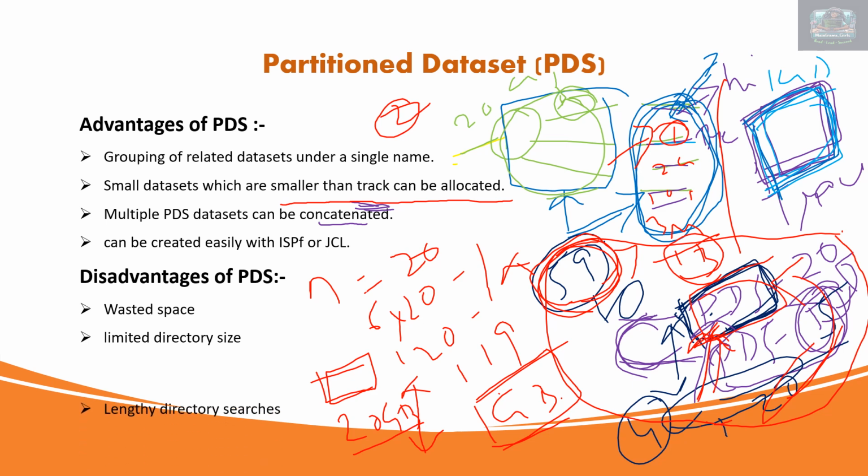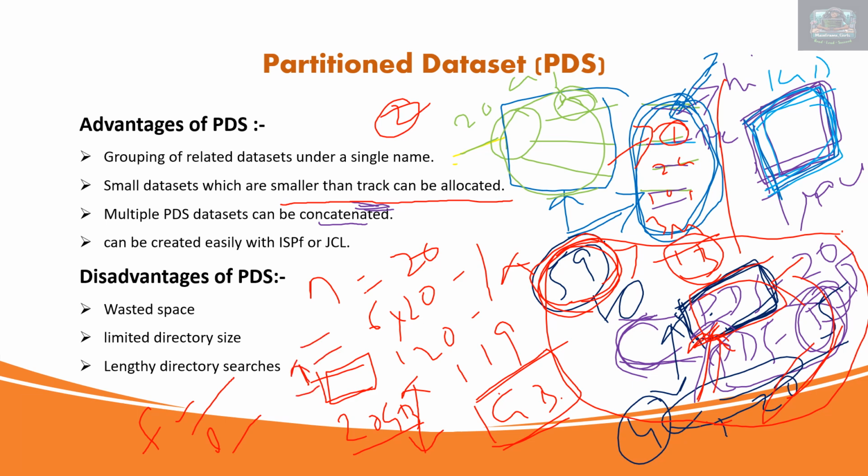The next is lengthy directory search. As I told you before, if you want to search for a member, you give F space the member name, or L space the member name. But the members in a PDS are arranged in alphabetical order, one after the other.